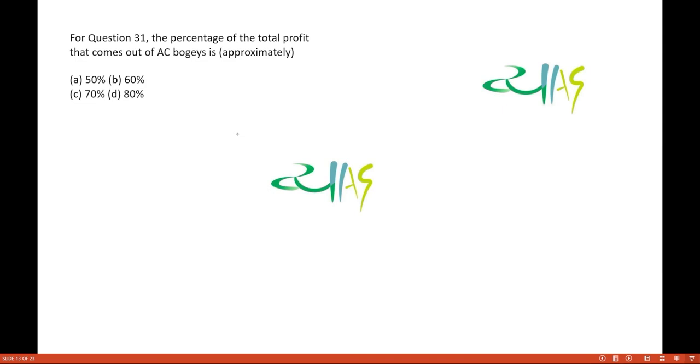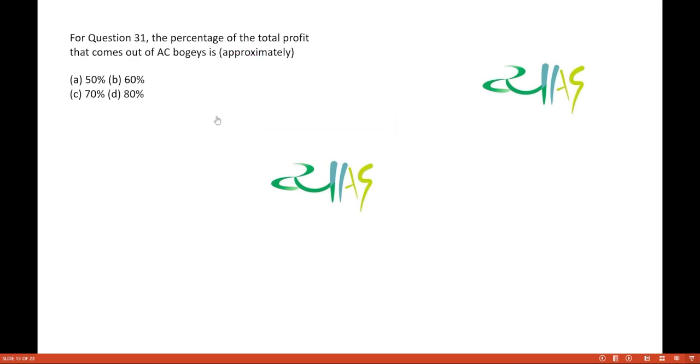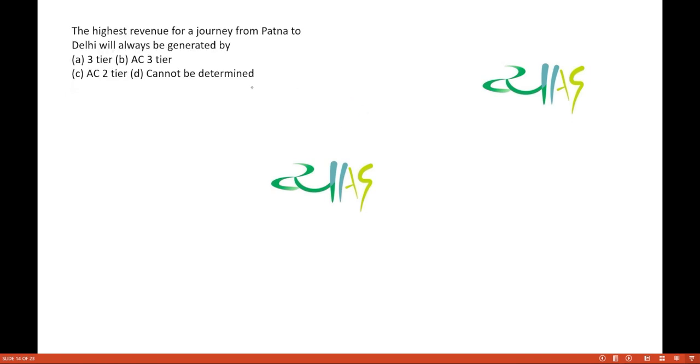Look at the logic of the next question. Now look at this. The percentage of the total profit that comes out of the AC bogie is approximately. So there we are calculating the total profit, and we know the cost price of running the train, so we can definitely calculate the profit. Okay, so this is what we are doing in this question.